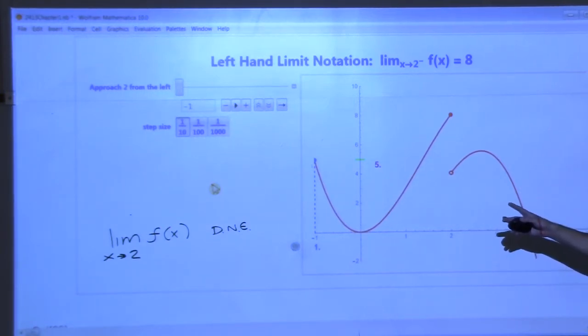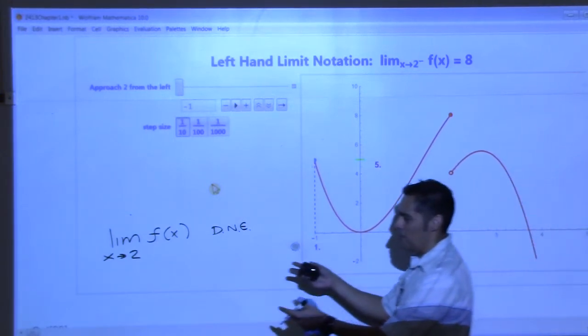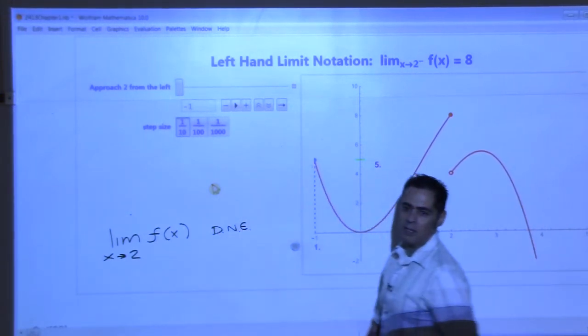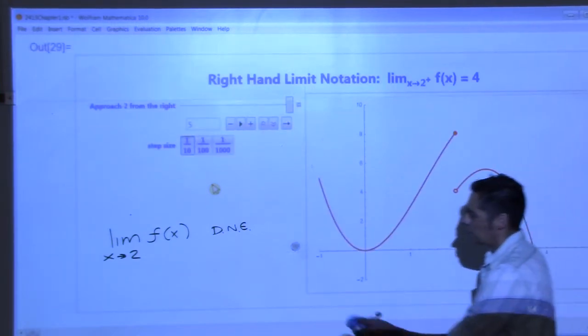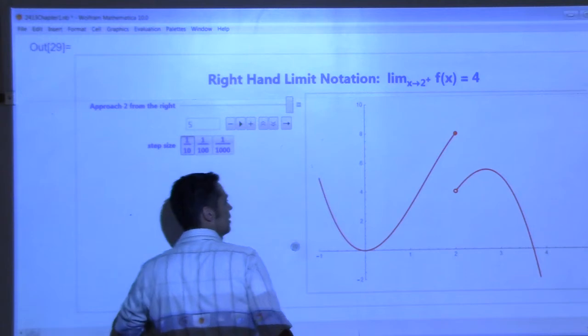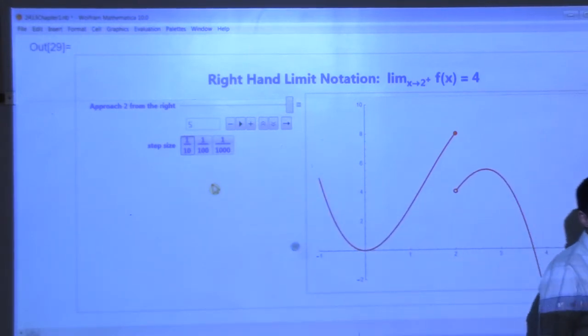All right, so we good with this? Left-hand limit, we would have an answer. Right-hand limit, we'd have an answer. The limit itself, this is kind of like the big guy. The limit doesn't exist here. How about this one? Does the left-hand limit exist? Yes. Right-hand limit? Yep. What's the limit? How about just the limit? Does not exist, because there's a break in the graph, right? There's a jump there.